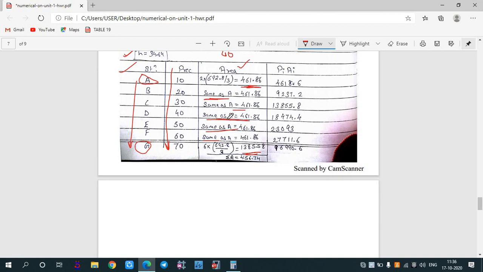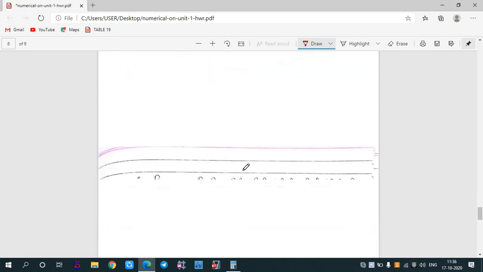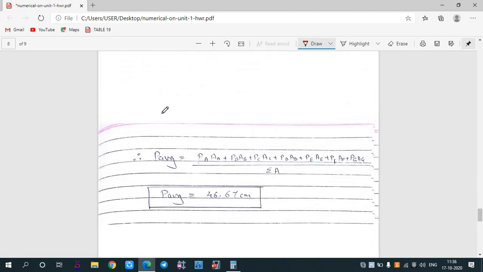So we'll try to give the sum of all the values. The sum is coming out to be 4156.74. This is the sum of this area. So we have the formula of P average, that is PA into AA plus PB into AB plus PC into AC plus PD into AD plus PE into AE plus PF into AF plus PG into AG, divided by the summation of area.